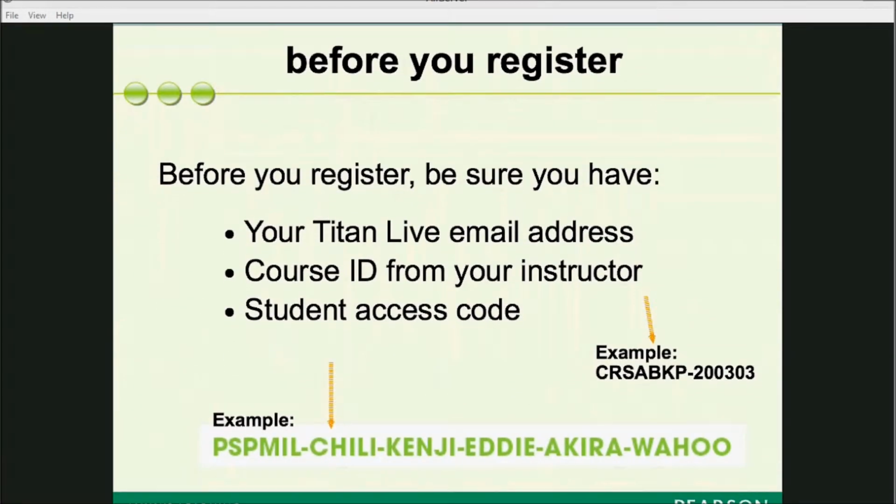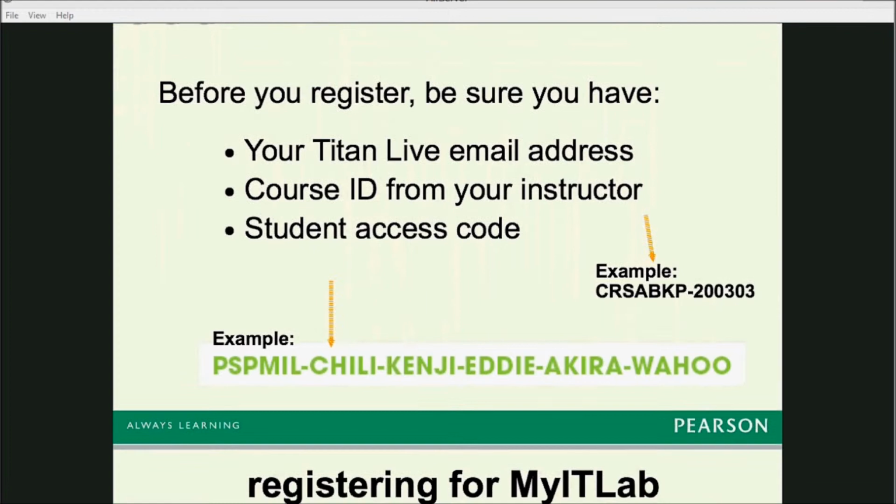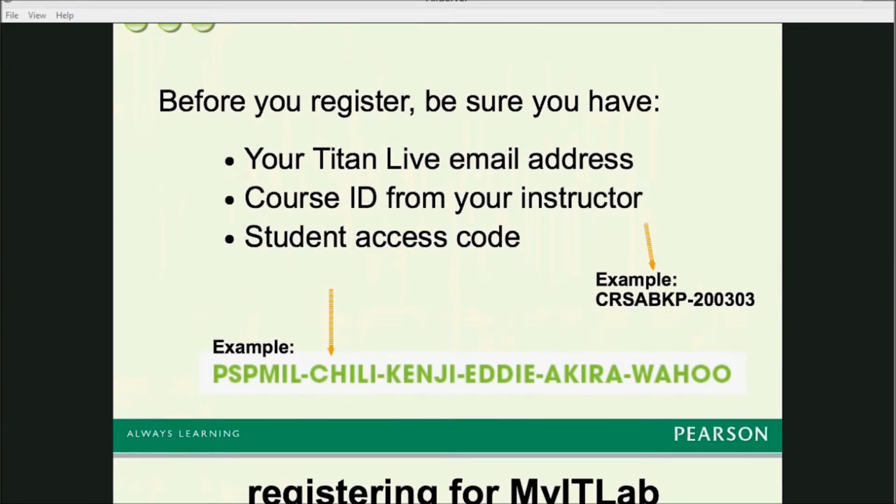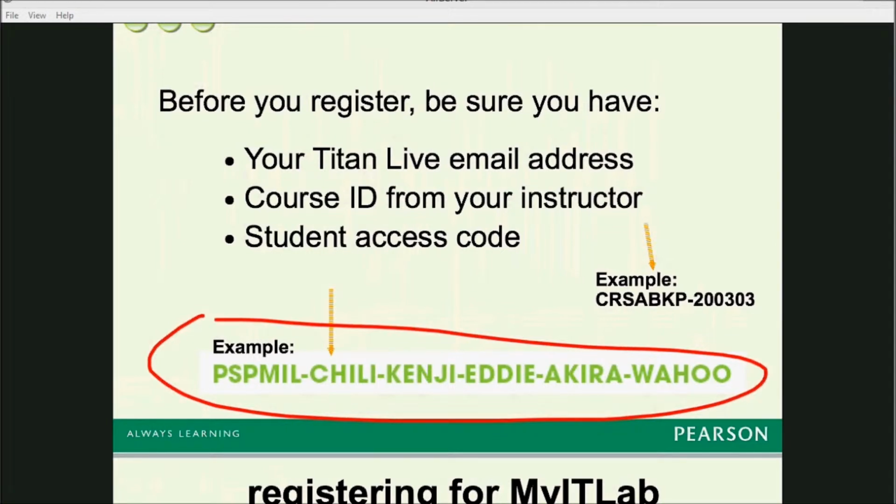Okay, so before you register, you want to make sure you have your email address and your password. You want to make sure you have the course ID, which is what I showed you earlier on Moodle. That's the course code. And then you want to have the student access code. So that student access code is unique to you, and it comes with the book. If you buy it through the book or the access code that you buy individually, that's what you'll use.